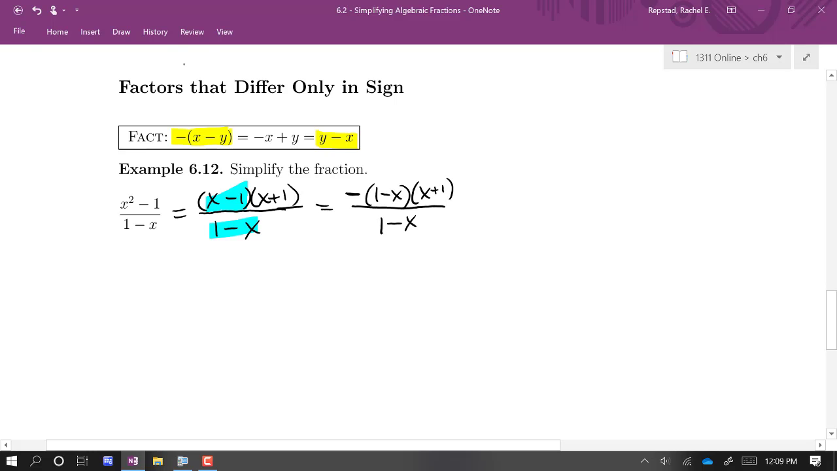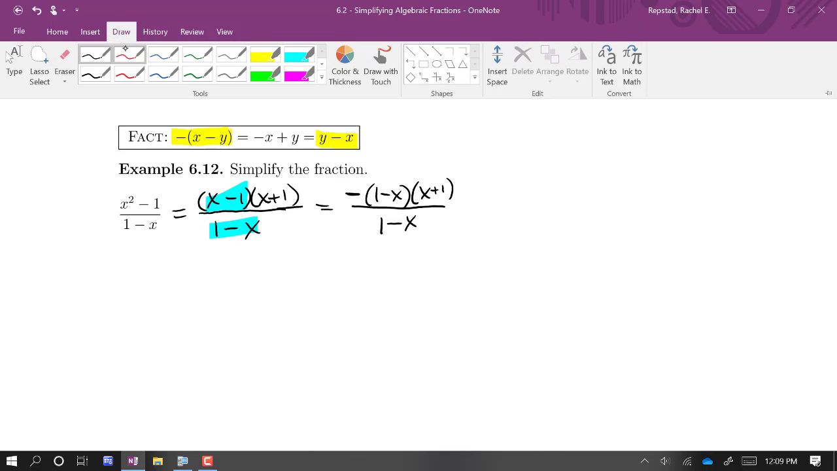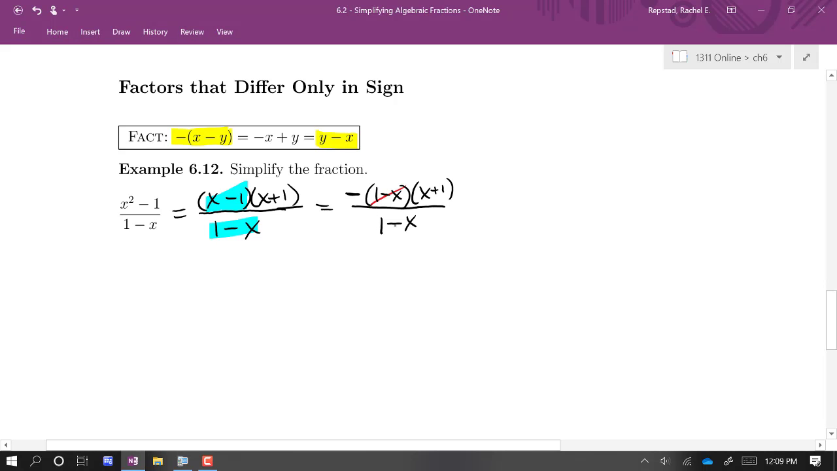So now we can cancel the 1 minus x common factor. When I cancel, you notice I've got nothing left on the bottom. That means I actually just have a factor of 1. Anytime you cancel and everything's gone, that means you still have a factor of 1. So this is negative parentheses x plus 1 over 1. Now usually if a fraction is over 1, we just don't write it as a fraction at all. So we'd write this as the negative of x plus 1 or negative x minus 1. Either is okay.